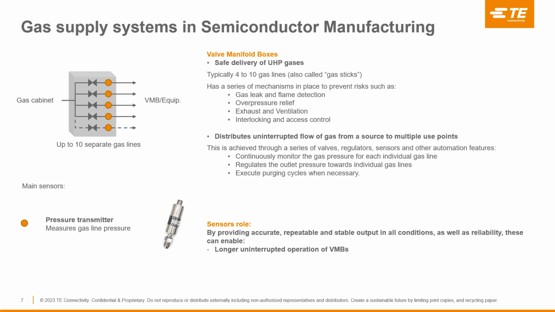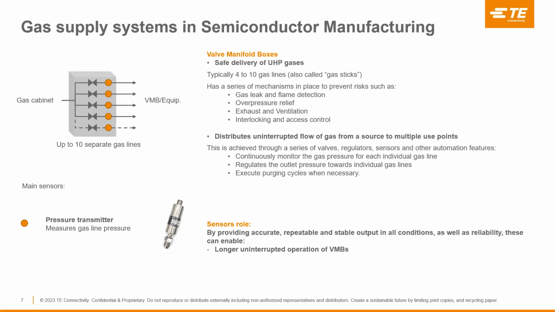which will have the role to take that incoming gas and distribute it evenly across multiple gas lines, which is achieved by a series of manifolds, valves, and pressure regulators, as described on the picture on the left. Gas pressure is monitored continuously by an individual pressure transmitter located on each outgoing gas line. VMBs have the same safety requirements as the previously described gas cabinets and therefore have similar safety features.